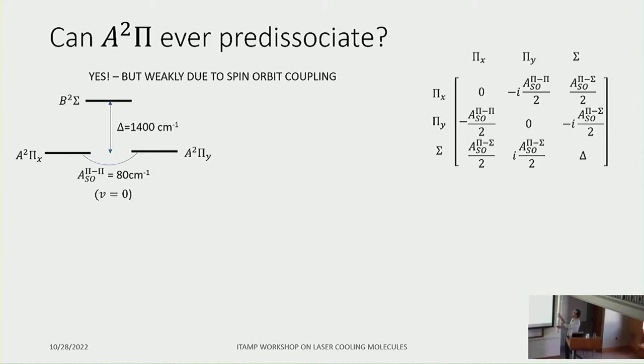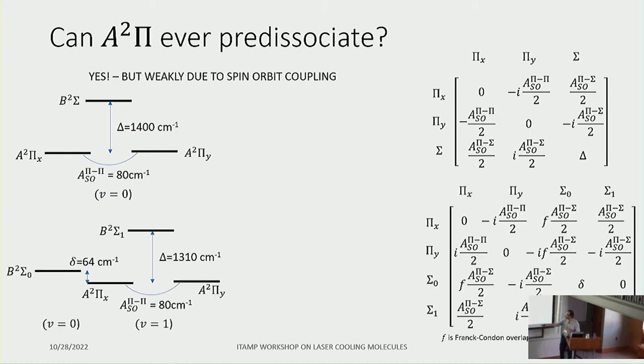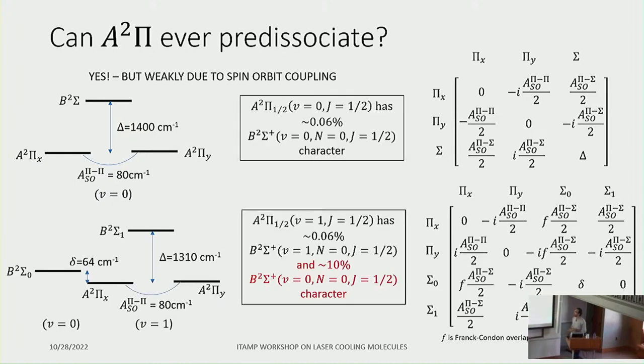And I'm not going to go into the details, but you can basically rewrite the basis vectors of the A and the B states and write it in the spin orbit coupling matrix and diagonalize it, do the same for the V equals 1 state. And you can kind of calculate how much B state character is imprinted on the A state for both the V equals 0 and the V equals 1 state. So we find, for example, that only about 0.06% of the B state gets imprinted there. So predissociation also gets scaled down by that factor.